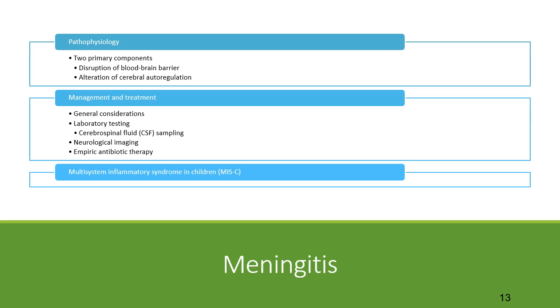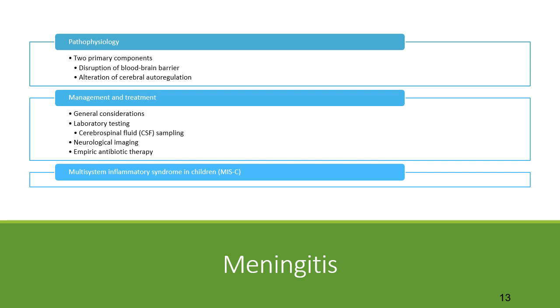Pathophysiology of meningitis. The key pathologic derangements of meningitis involve two primary components: disruption of the blood-brain barrier and resultant alteration of cerebral autoregulation. After typically hematogenous spread, after nasopharyngeal colonization, the blood-brain barrier becomes disrupted by the pathogen, the bacteria or virus, leading to an invasion of the meninges. Inflammation of the subarachnoid space happens with an accompanying inflammatory cascade.